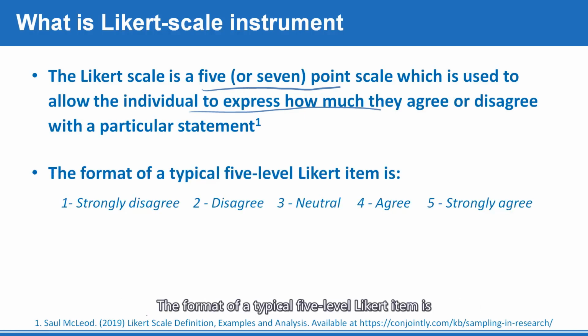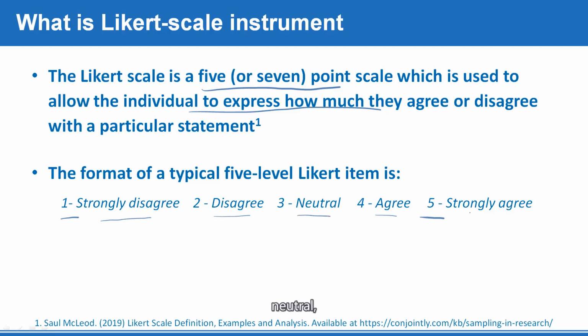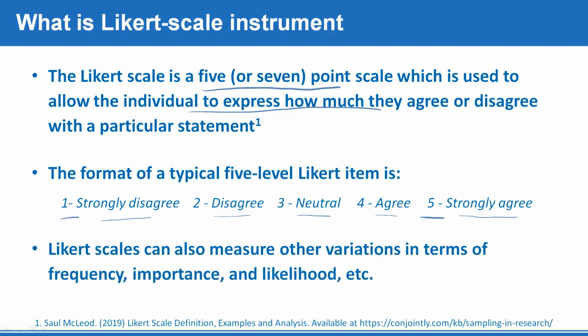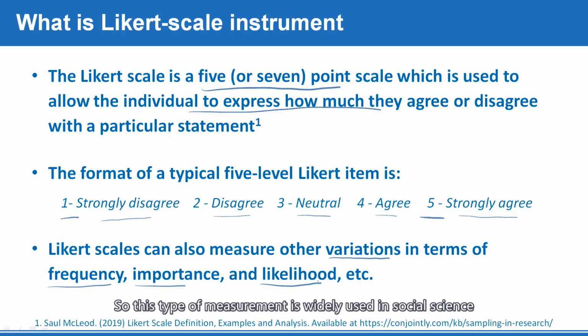The format of a typical 5-level Likert item is ranging from 1 to 5 or 7. And these numbers indicate strongly disagree, disagree, neutral, agree, and strongly agree respectively. And you can use 7-level Likert item in a similar manner. Likert scales can also measure other variations in terms of frequency, importance, and likelihood, etc. So this type of measurements is widely used in social science.